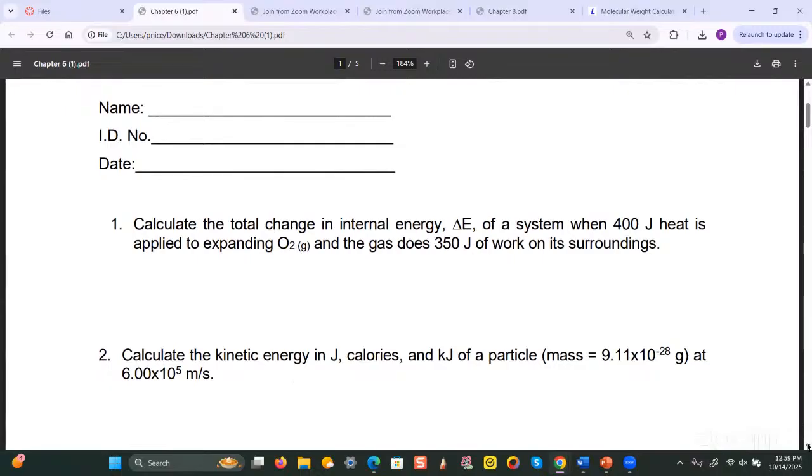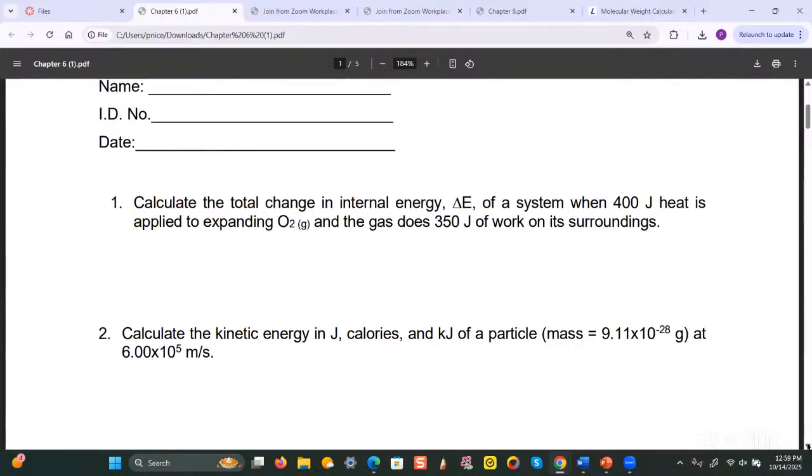This question says, calculate the total change in internal energy. They use delta E. We're using delta U, it's the same thing. Of a system when 400 joules is applied to expanding oxygen and the gas does 35 joules of work on the surroundings. So again, you have to pay attention to wording. All right. So ΔU is equal to Q plus W.